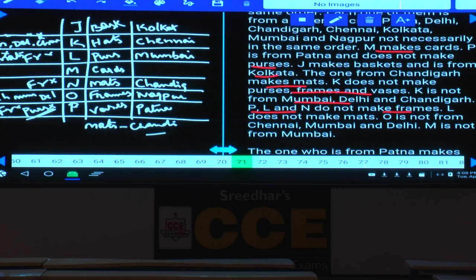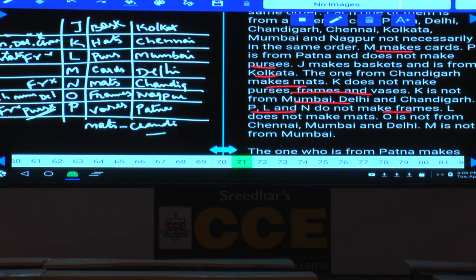If L is from Mumbai, Kolkata, Chennai, Mumbai, Chandigarh, Nagpur, Patna. Tell me, what is the other thing left over here? Delhi. Hence, who will be from Delhi? M is from Delhi. Done with this? Now, if you observe here, we have read the information only once from top to bottom, isn't it? And at the same time, in these type of questions, representing the data plays a very, very vital role. Now, so this is how we have represented the data.